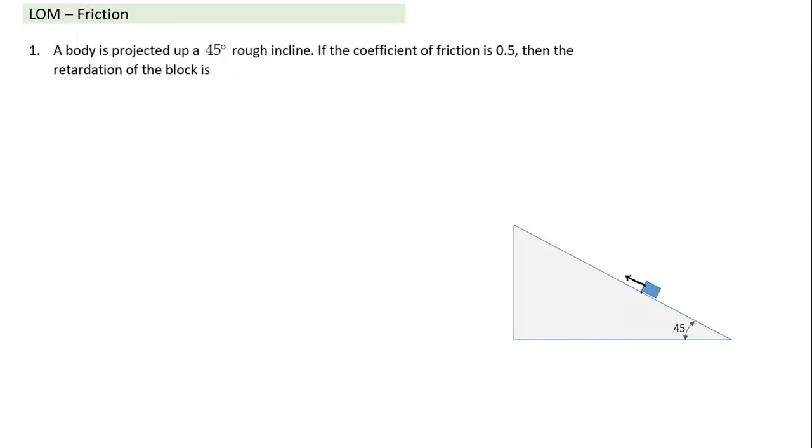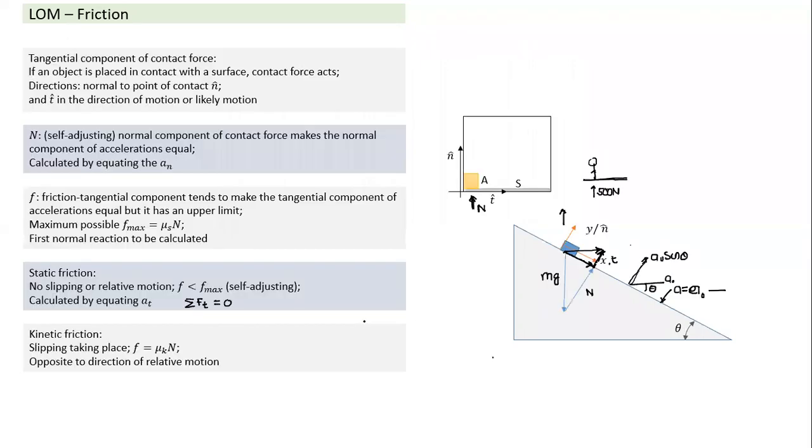So for kinetic state friction, we don't have to worry. Straight away, friction force is equal to mu times normal reaction. That's the friction force, opposite to the direction of motion. So what we need to do in this case, it is given here, it is projected up. If the coefficient of friction is 0.5, what is the retardation of the block? It's an extremely simple question. Let's quickly look at that.